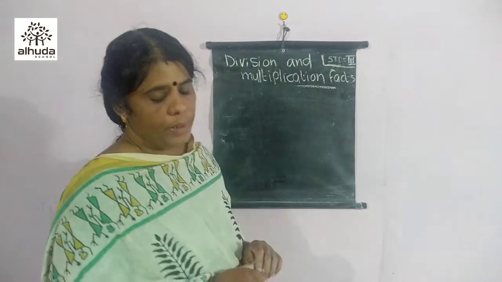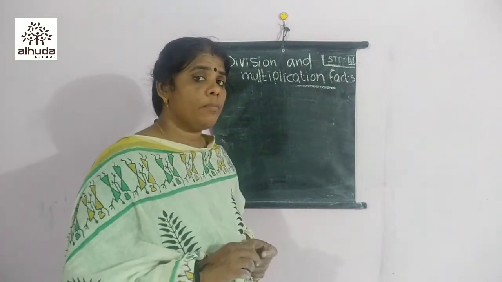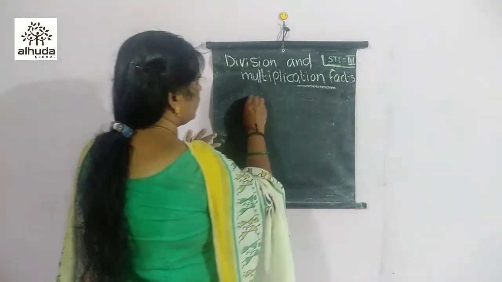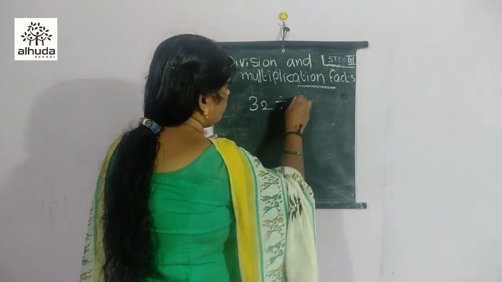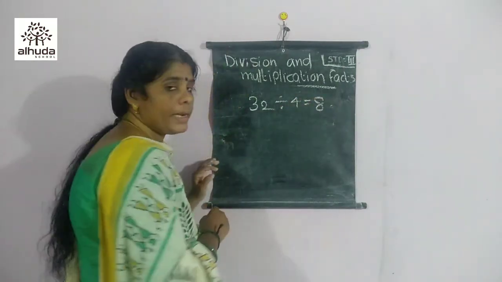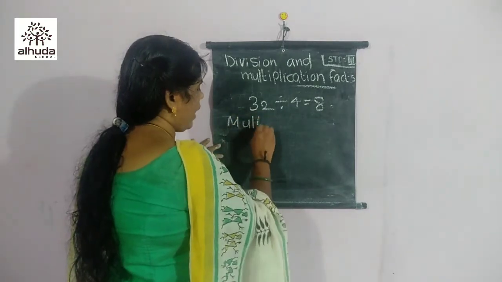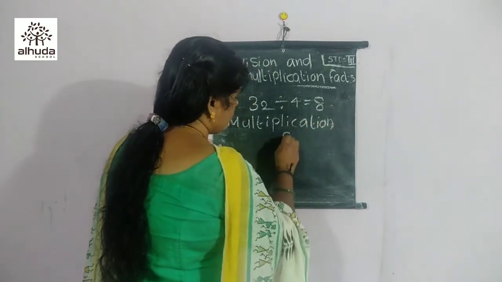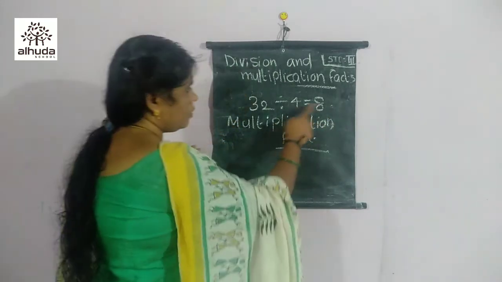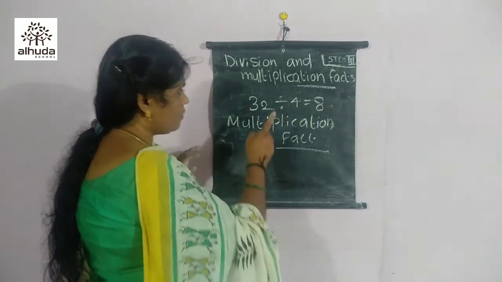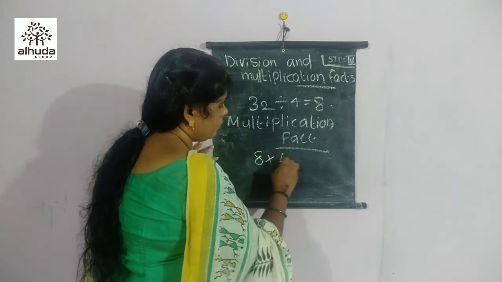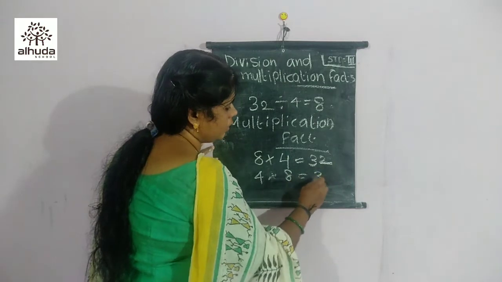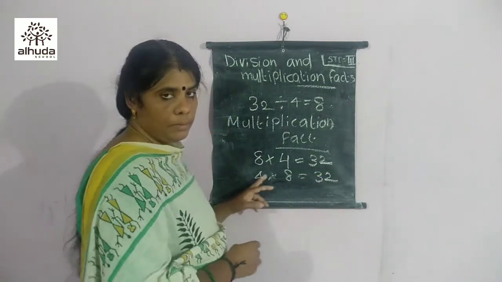Okay. When a division fact is given to you, how do we write the multiplication fact? For example, 32 divided by 4 is equal to 8. How do we write the multiplication fact? Two types we can write now. Which are they? 8 into 4 is equal to 32, or 4 into 8 is equal to 32. So these are the multiplication facts.